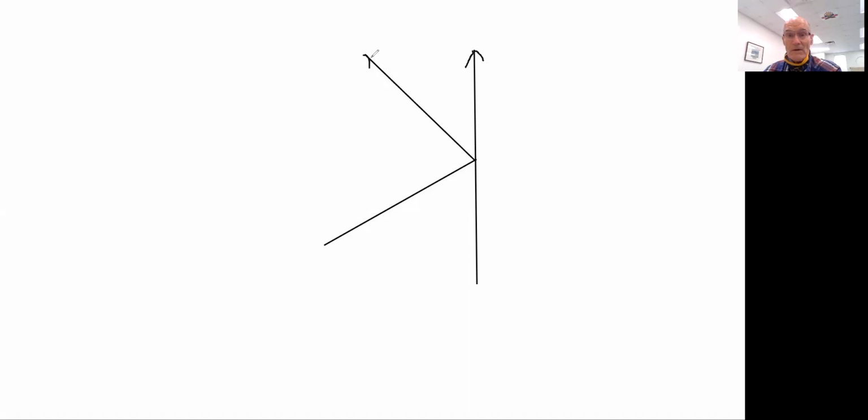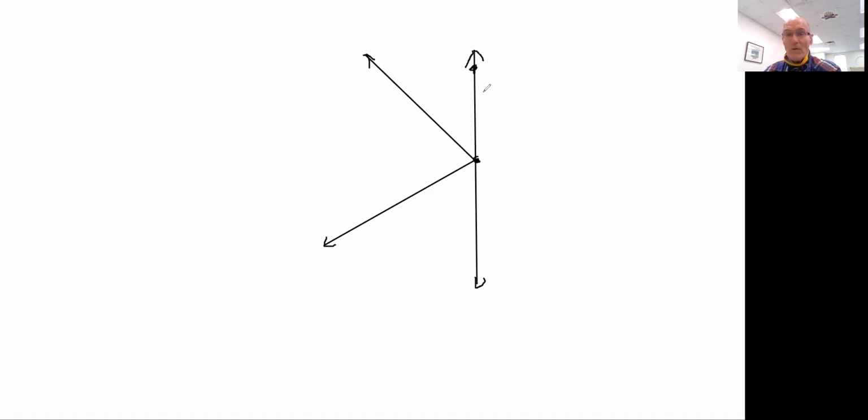This is a ray that goes from the vertex here out in that direction. This ray, remember, a ray has a start point, but no end point. A line has neither a start point nor an end point. Now these points right in here, this will be these points.